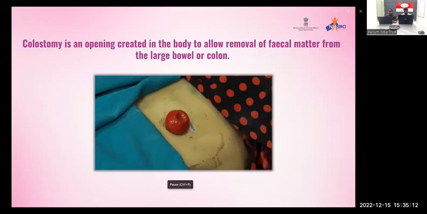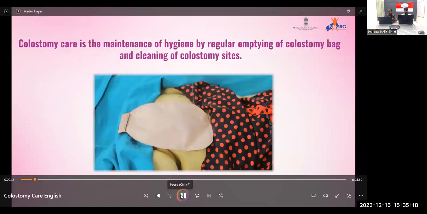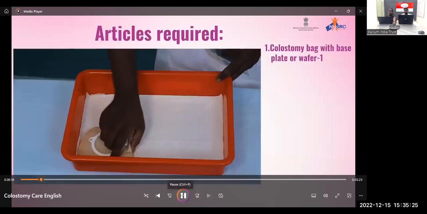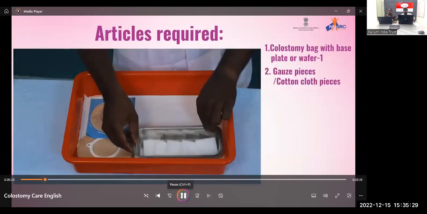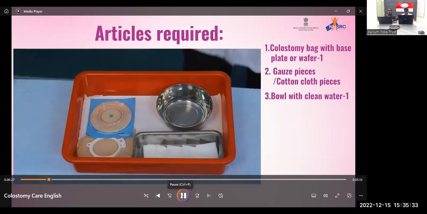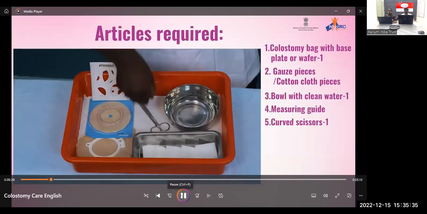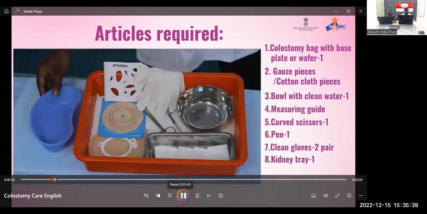Removal of fecal matter from the large bowel or colon. Colostomy care is the maintenance of hygiene by cleaning of colostomy bag and cleaning of colostomy sites. Articles required: colostomy bag with base plate or wafer, gauze pieces or cotton cloth pieces, 1 bowl with clean water, measuring guide, 1 curved scissors, a pen, 2 pairs of clean gloves, and 1 kidney tray.